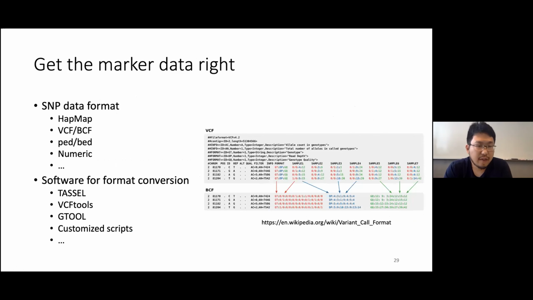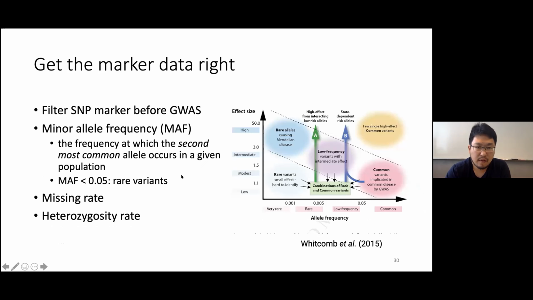The next thing is to get the marker data right. Unfortunately, there are many formats of SNPs. There are HapMap formats, there are VCF, variant call format, there are PED and BED, and there are others. You would want to convert the format of the SNPs to the one that is required by the software you're using. There are software tools to do this, like Tassel, VCFtools, GTools, etc. This is also something you want to keep in mind.